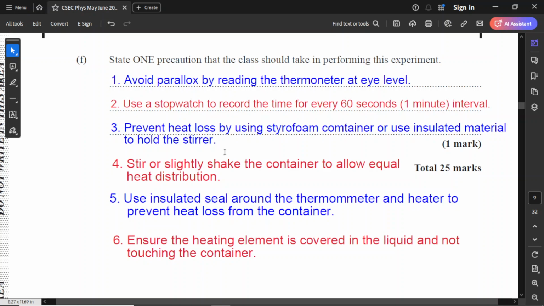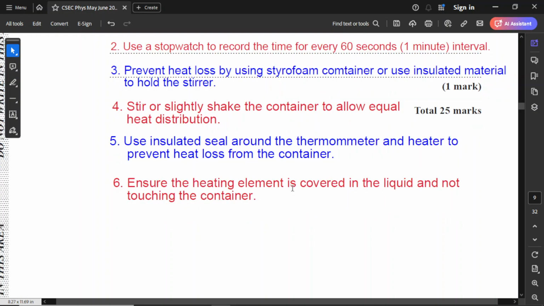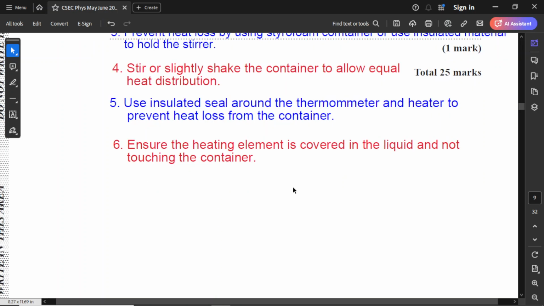To the liquid. All right, again, you can stir or slightly shake the container to allow equal heat distribution. That's also important because remember the thermometer may not read the entire liquid immediately, depending on how the heat is traveling through it. Again, you can use insulated seals around the thermometer and the heater as well to prevent heat loss from the container, because remember there are holes in the cover, all right, and so those holes could cause heat to be lost or gained depending on the external conditions.